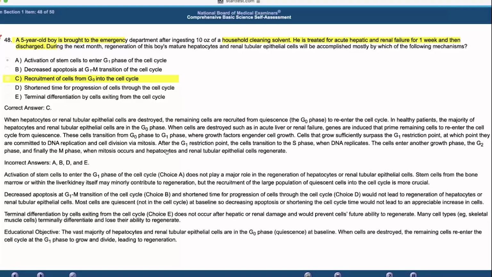Okay. When I read the explanation, I was like, I now know how cells are regenerated.